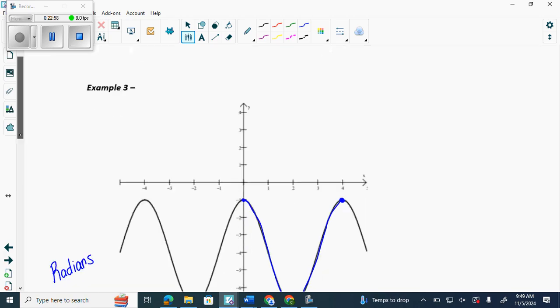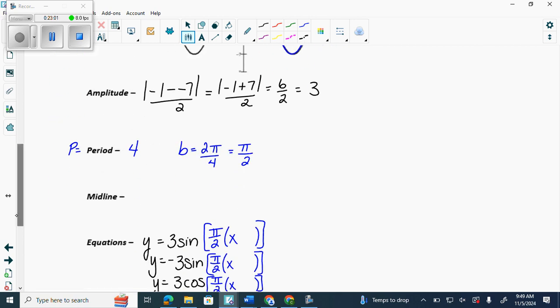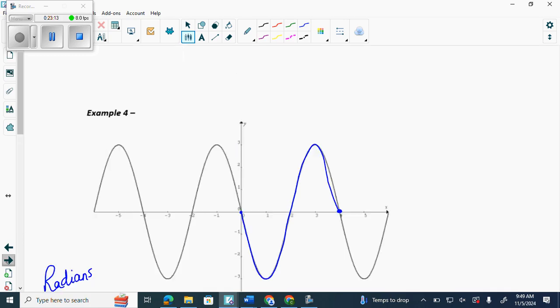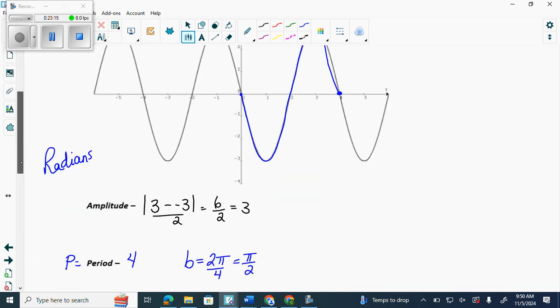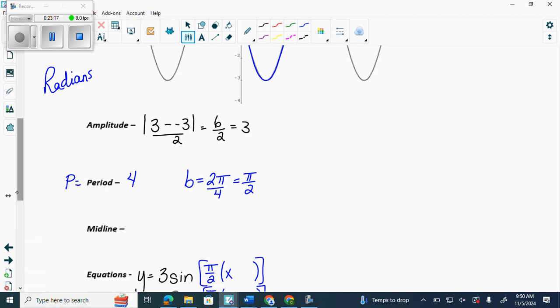And then this one is negative 1 and negative 7. So you do negative 1 plus negative 7 divided by 2, which is negative 8 divided by 2, which is negative 4. So we get y equals negative 4. And then this one is 3 and negative 3. So we get 3 plus negative 3 divided by 2, 0 divided by 2 is 0.